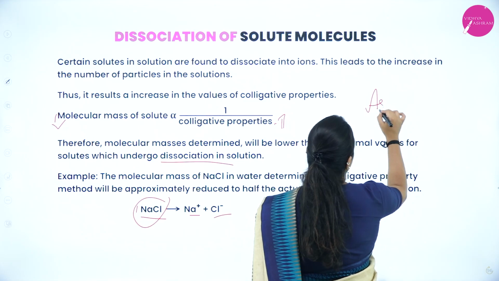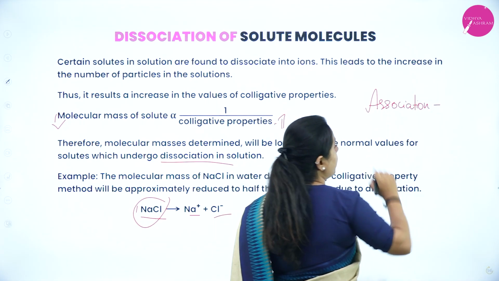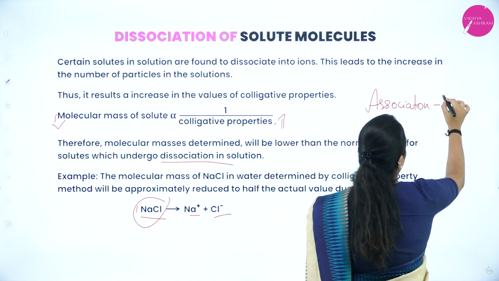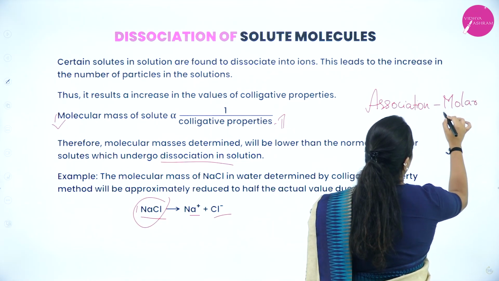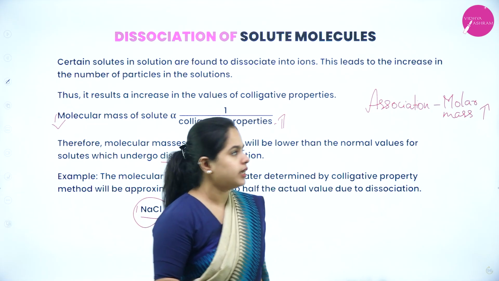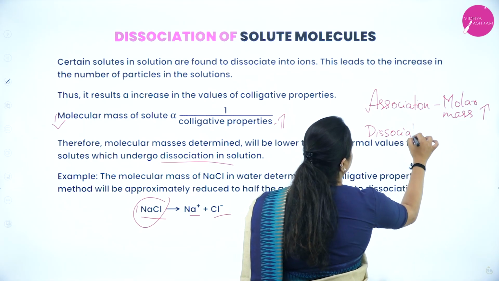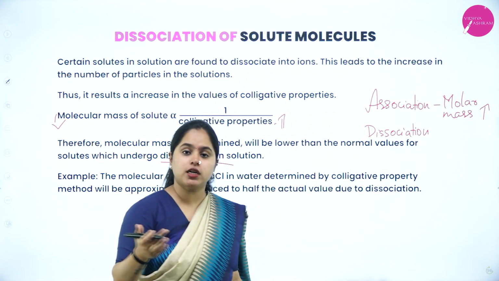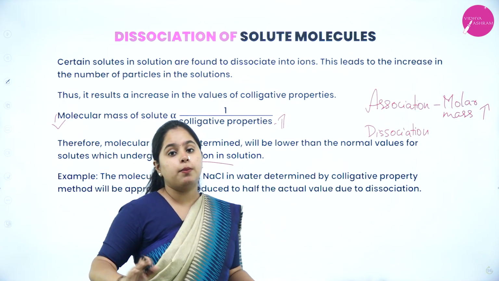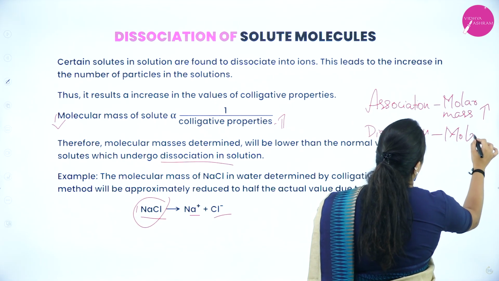So if the solute particles are undergoing association in the solution, what happens to the molar mass? It is more than what is expected, right? And if the solute particles are undergoing dissociation, the number is increasing. So what happens? The colligative property also increases, but the molar mass decreases.